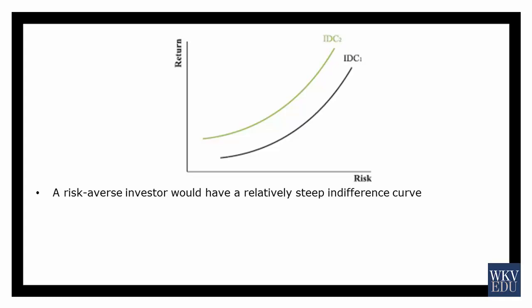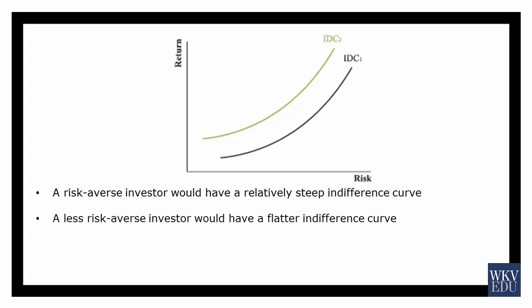The slope of the IC represents the extra return required by the investor to accept an additional unit of risk. A risk-averse investor would have a relatively steep indifference curve, that is, significant extra return required to take on more risk. A less risk-averse investor would have a flatter indifference curve.